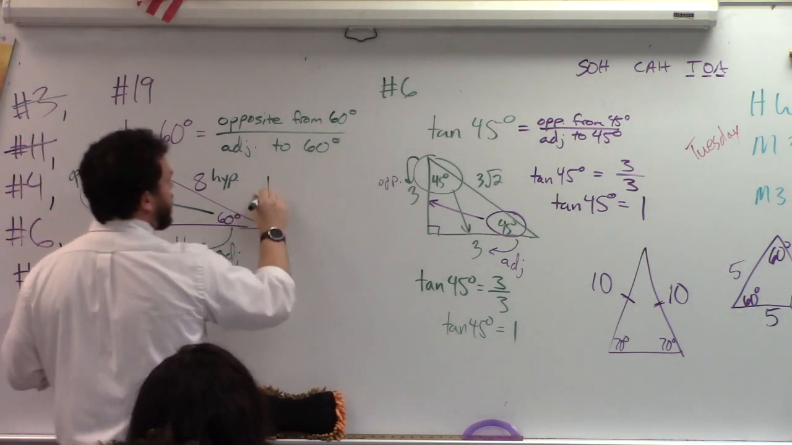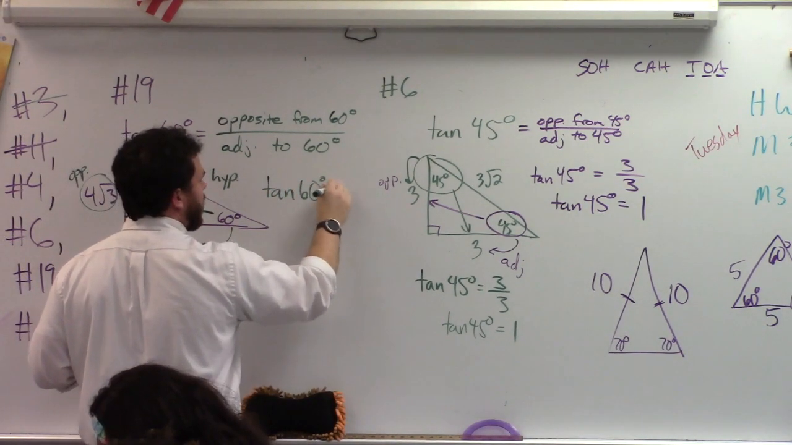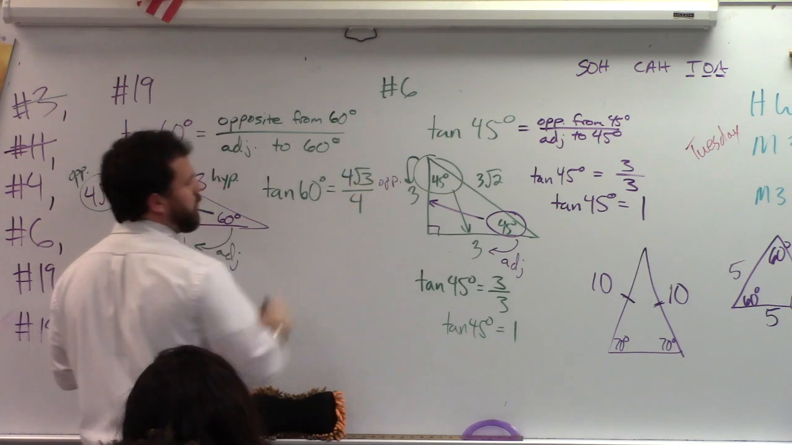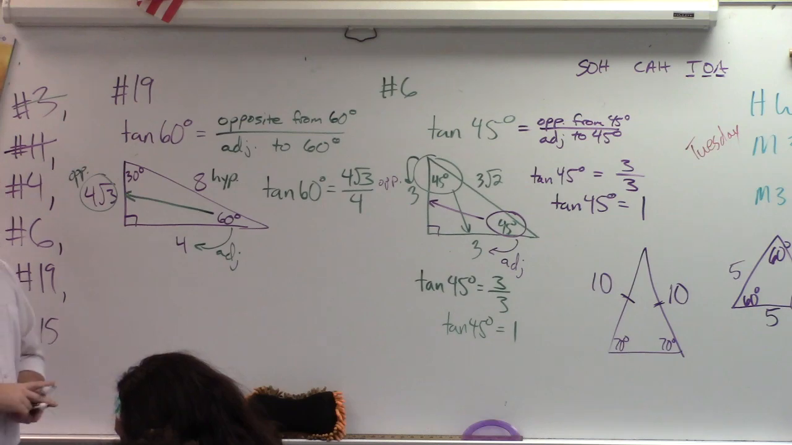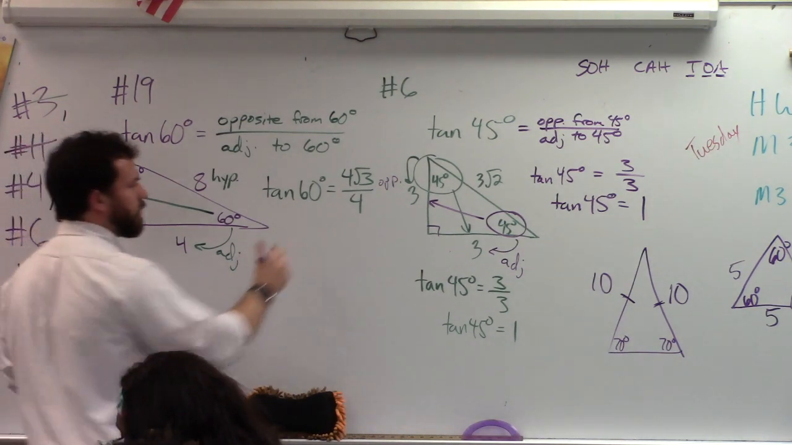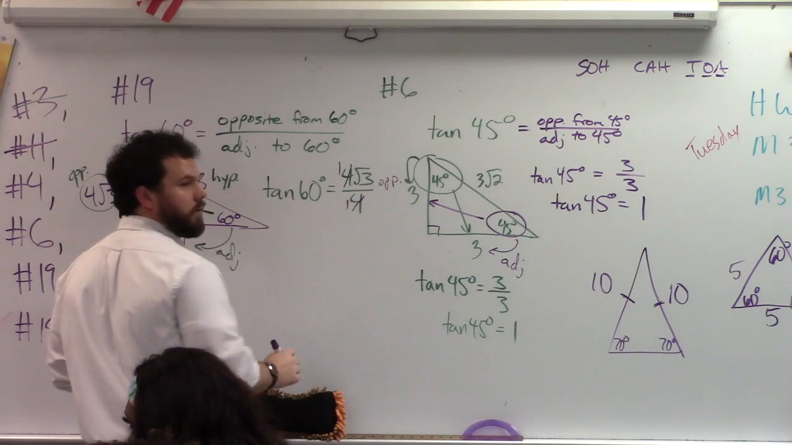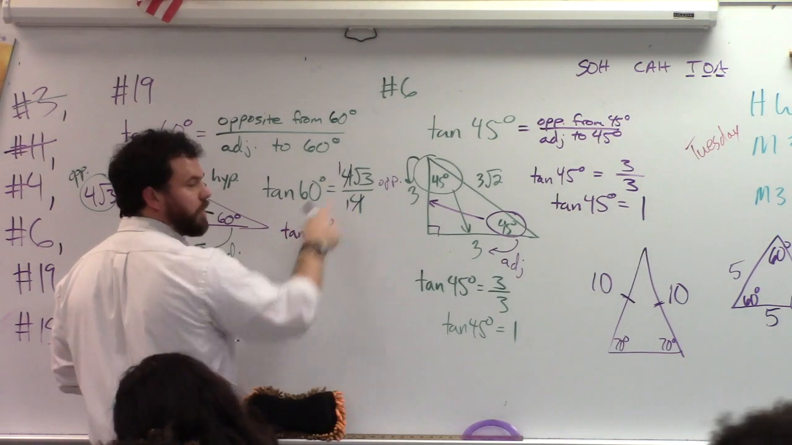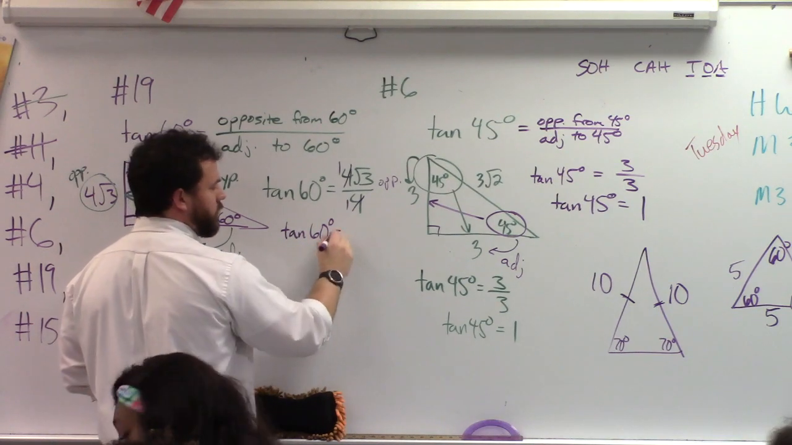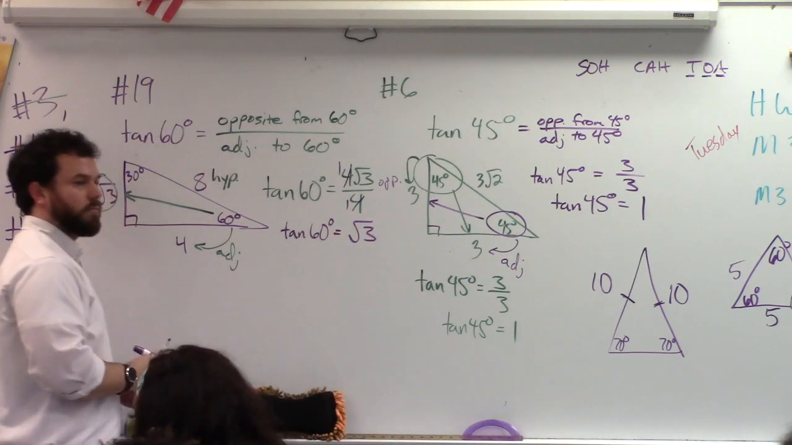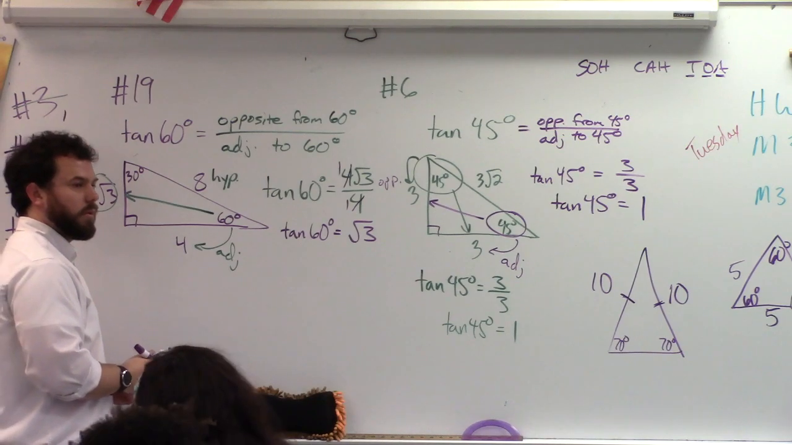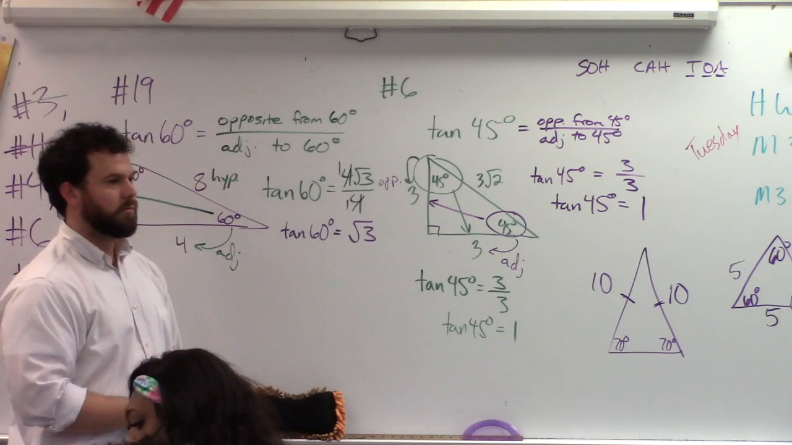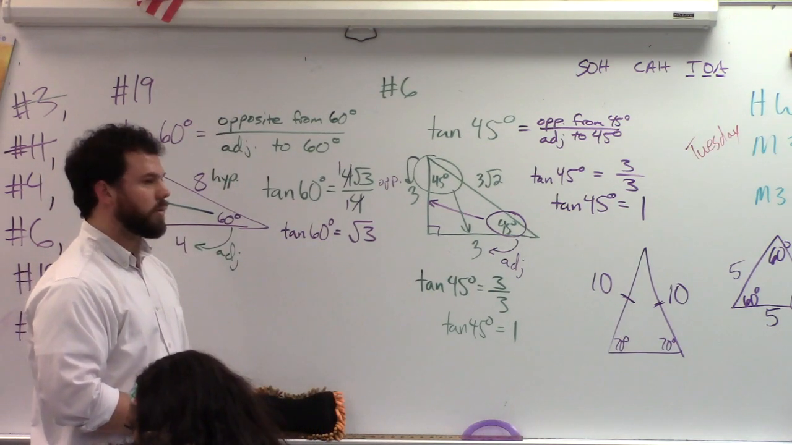So, tangent of 60 degrees is equal to opposite, 4 square root of 3, divided by adjacent, 4. How are you supposed to do that? Yeah, what's 4 divided by 4? 1. What's 1 times the square root of 3? The square root of 3. And technically it's divided by 1, but I don't need to write divided by 1.